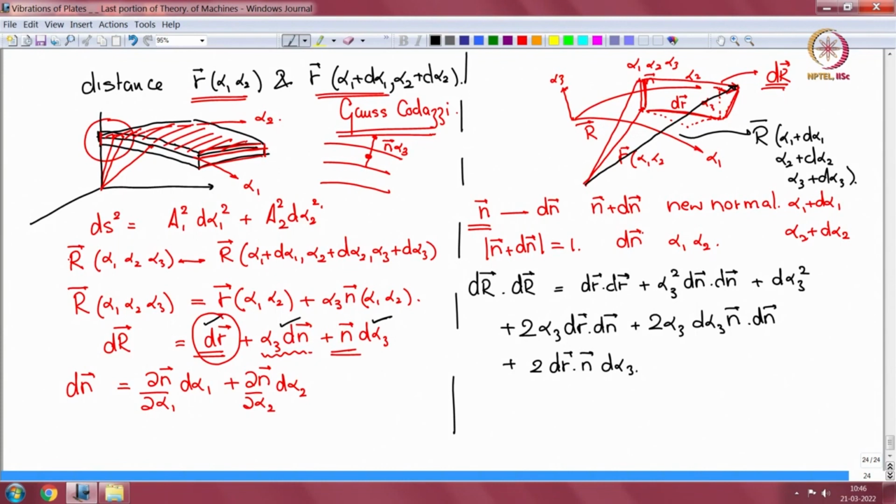Now we know that n and dn will be perpendicular to each other, a change on the unit normal and the original unit normal. So they are perpendicular to each other, so this goes to 0. Similarly, dr happens to lie in the mid plane, and n is the local normal, so this is also 0. These two are 0. So we have these terms that survive: 1, 2, 3 and 4. These 4 terms survive.